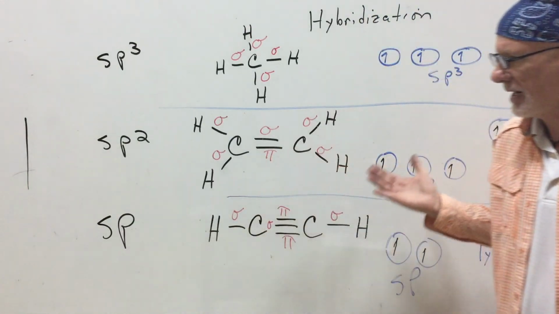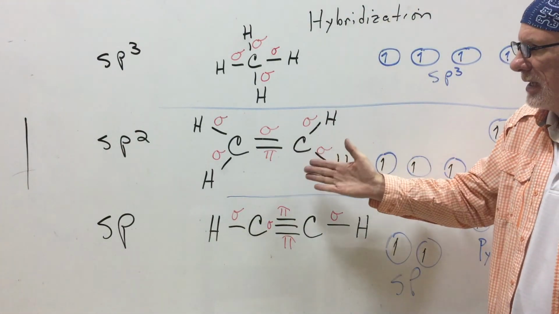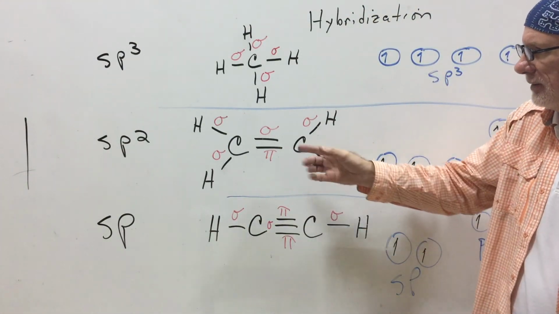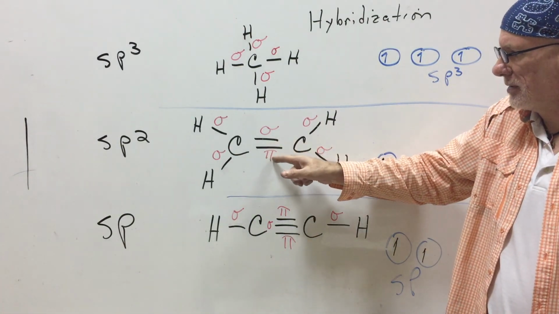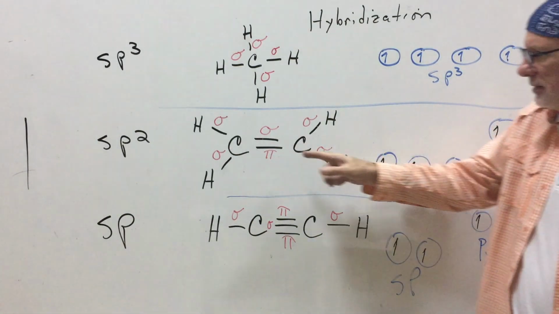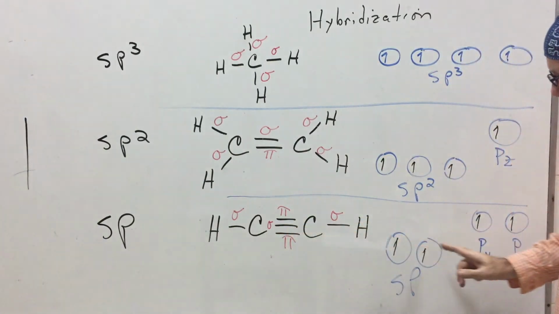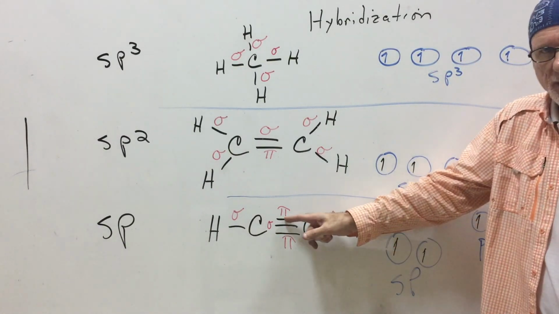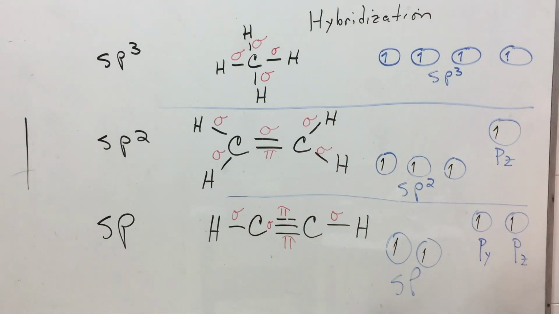Okay? That is hybridization, sp3, sp2, sp. You have the pi bond. There's a pi bond there. And then you have two pi bonds for ethyne. Okay? Easy? Okay.